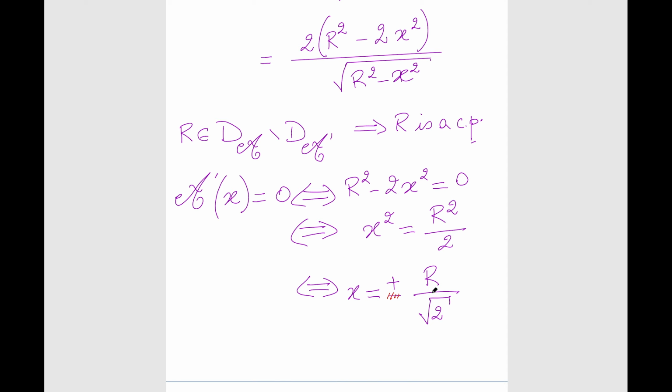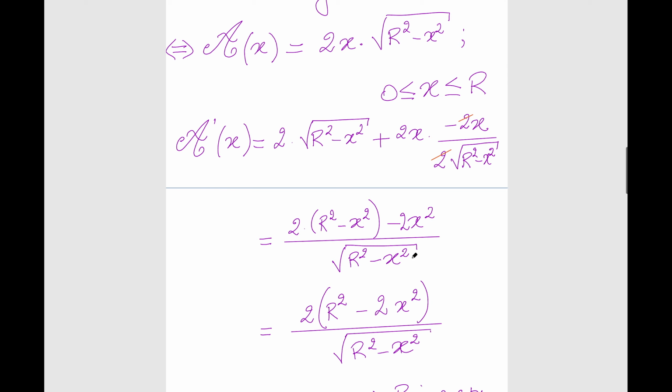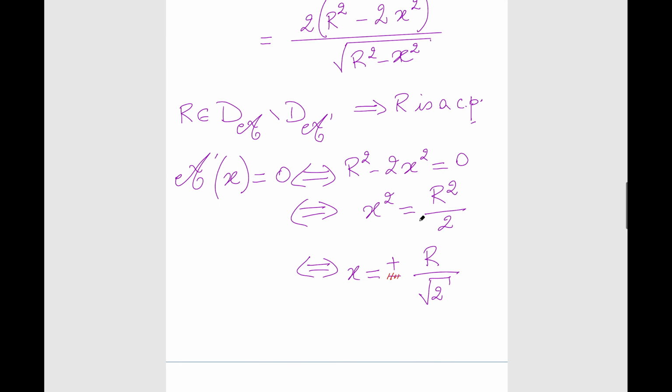And certainly this number is smaller than r, because 1 over square root of 2 is less than 1. So this guy is part of the domain. It's part of our domain, which is 0 to r, right? Okay, so this is another critical point. So it's also a critical point. Right?